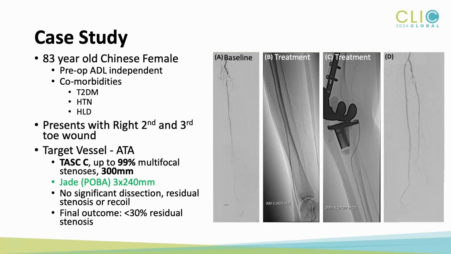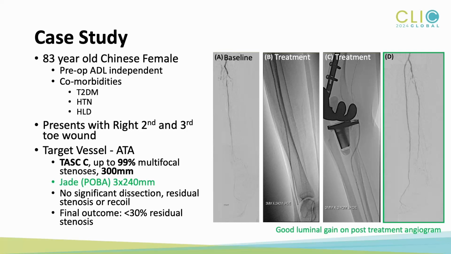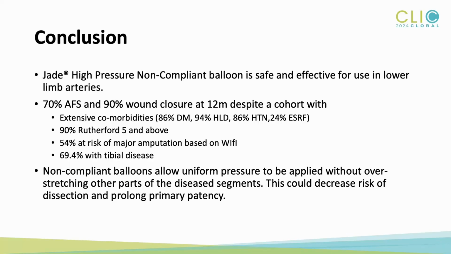And you can see that there was no significant recoil or residual stenosis after the treatment with improvement of the perfusion at the foot level. I don't have a dedicated foot shot in this presentation. And the final outcome was less than 30% residual stenosis. So in conclusion, this JADE high-pressure non-compliant balloon is safe and effective for the use in lower limb arteries and is really good to prepare the vessel also if you intend to use any adjuncts.